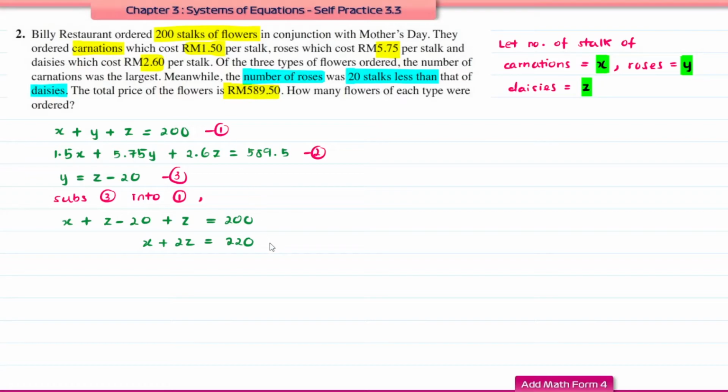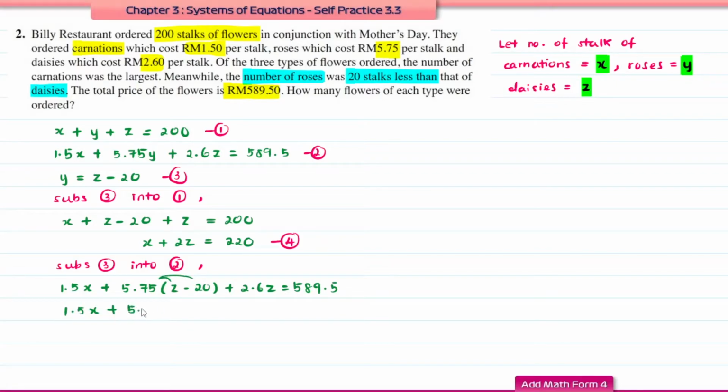So this one, we're going to label it as equation number 4. Next, we're going to substitute equation number 3 into equation number 2. So 1.5x plus 5.75y. The y, we're going to replace it with z minus 20, plus 2.6z, equal to 589.5. So here we're going to expand it.